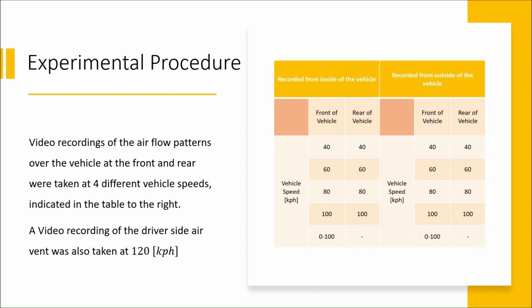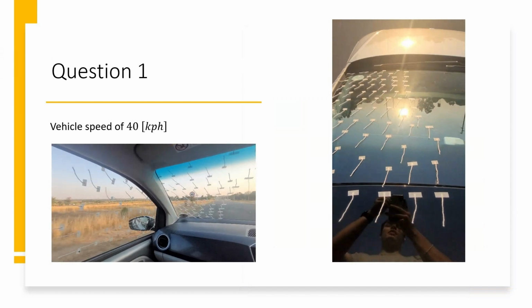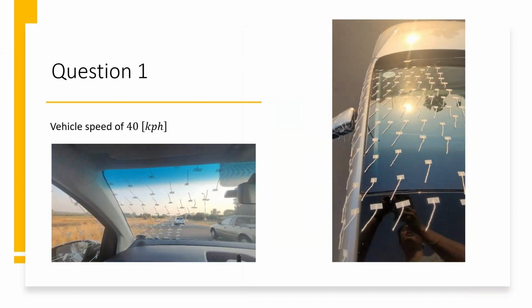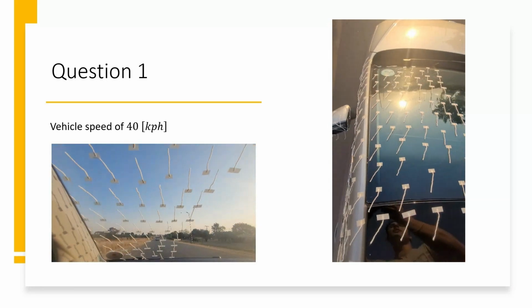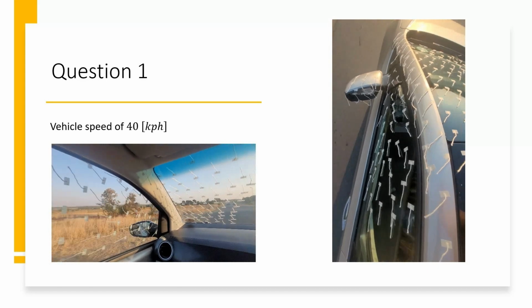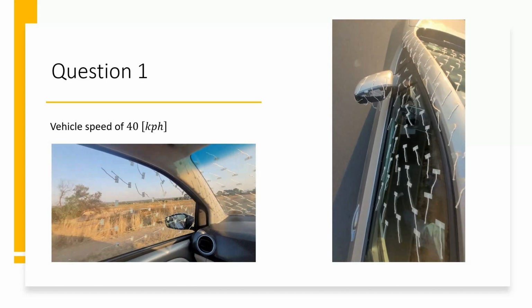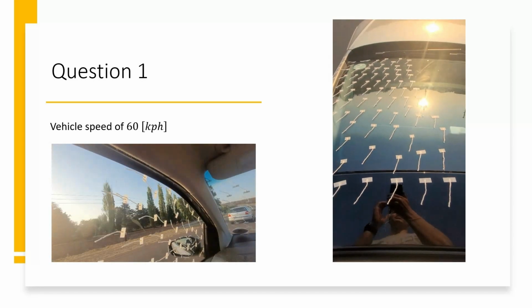This gave a total of 18 video recordings that were analyzed to obtain an idea of the airflow pattern over the vehicle. The airflow patterns look very similar at each of the 4 vehicle speeds. The movements of the wool tufts and the differences in flow regimes just get amplified as the speed increases. This can be seen comparing the videos taken at the different speeds back to back, as seen by the different slides shown here. The discussion will be focused on the 100 km per hour video recordings because the effects are the most discernible at this speed.